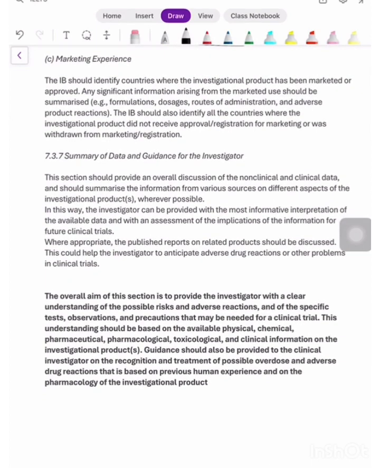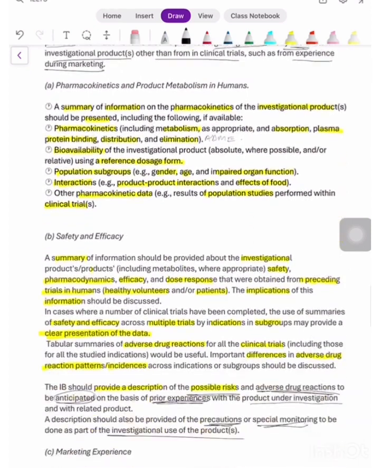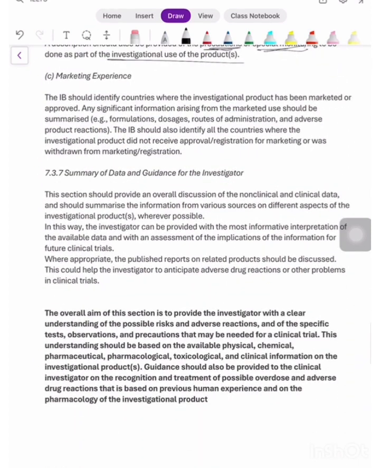Then marketing experience. Under human experience, they are talking about effects in humans, marketing experience. The IB should identify countries where the investigational product has been marketed. It may be that the investigational product under study has already been approved and marketed in some countries. So they say to identify the countries where the investigational product has been marketed or approved.